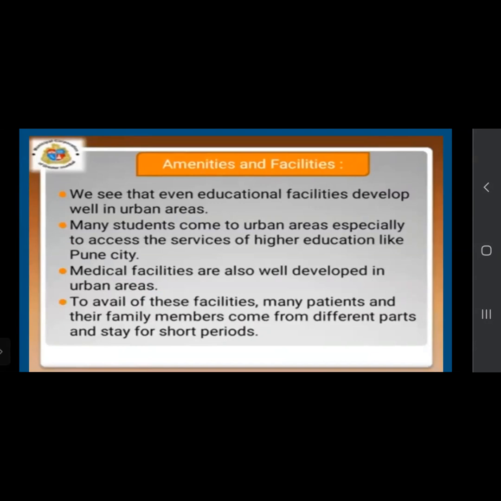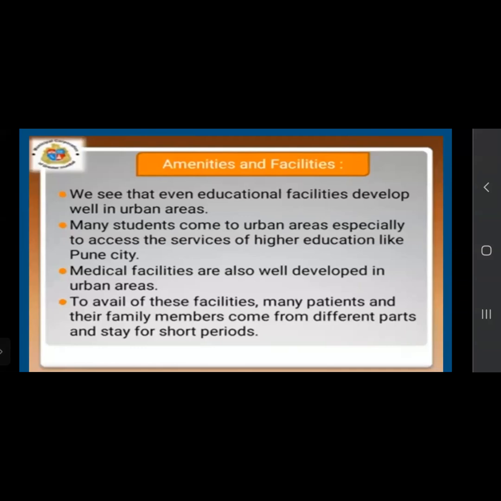Now we all studied yesterday in migration that people migrate from one place to another. Most of the time the migration is from rural to urban areas. One of the reasons is this also, higher studies. For higher studies, students especially come to cities like Pune and Mumbai, so that they can have whatever higher education they want, because that facility is not available in the rural areas.